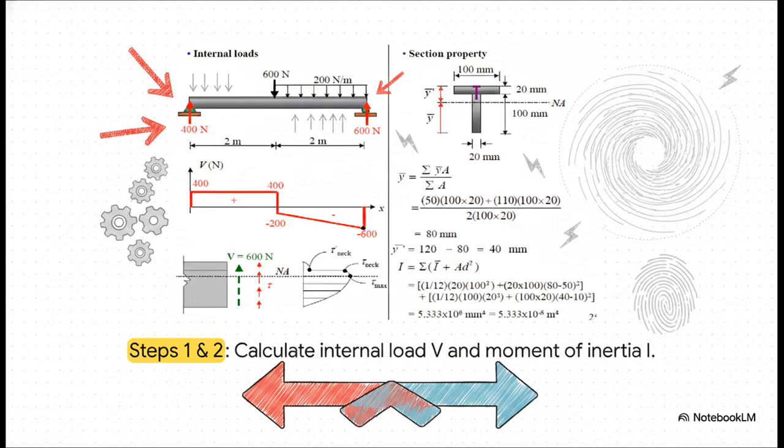Okay, step 2 is calculating our section properties. By mapping out the neutral axis and running our geometric calculations for that T-shape, we find our moment of inertia, I, is 5.333 times 10 to the negative 6 meters to the fourth. I know, those units sound totally wild, but this number simply gives us the unique structural fingerprint of our beam.